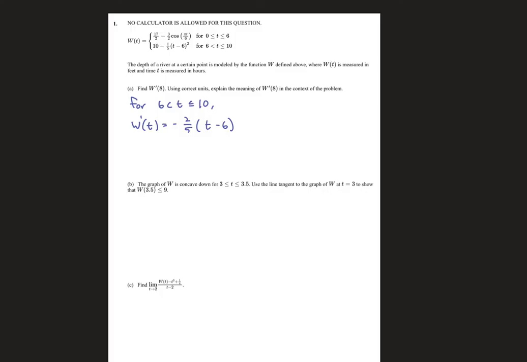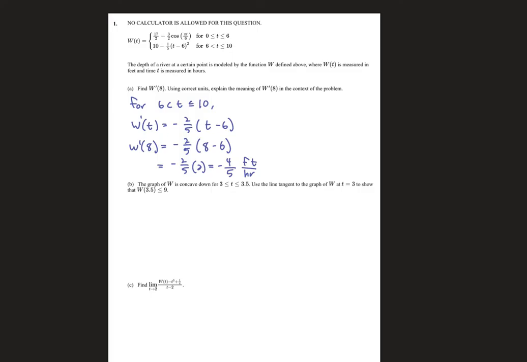Okay, and then now we just want to evaluate this at 8. So W prime at 8, -2/5. Okay, so W is in feet, T is in time, so every time you take a derivative, it'll take the units of the function, W, which is in feet, and every time you take a new derivative, it'll divide it by the units of the independent variable, which is T in this case. So this will be in feet per hour.